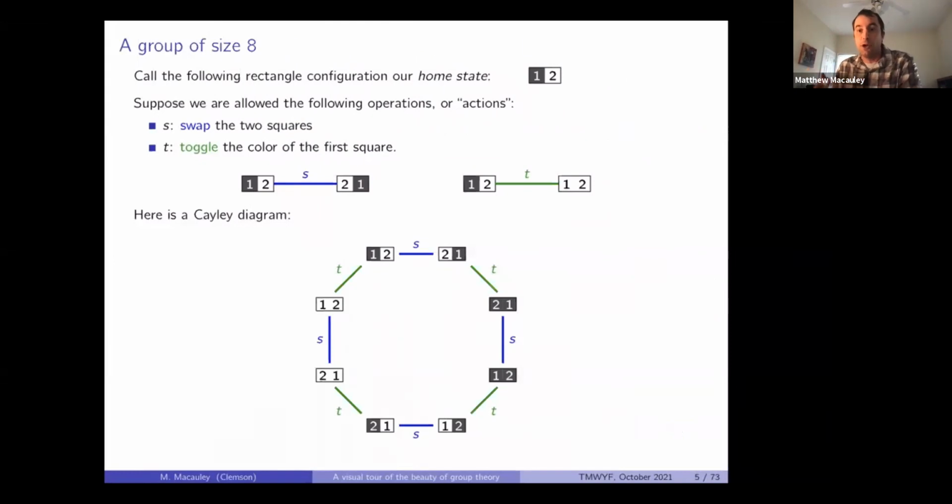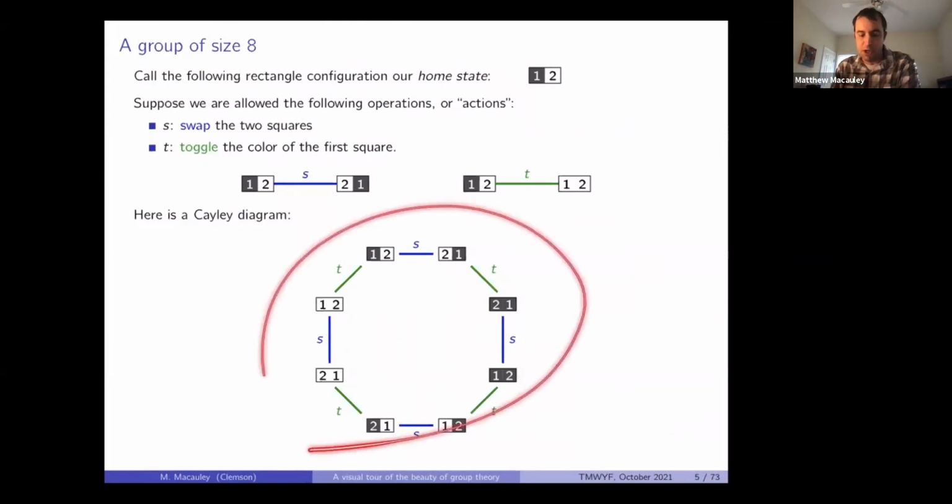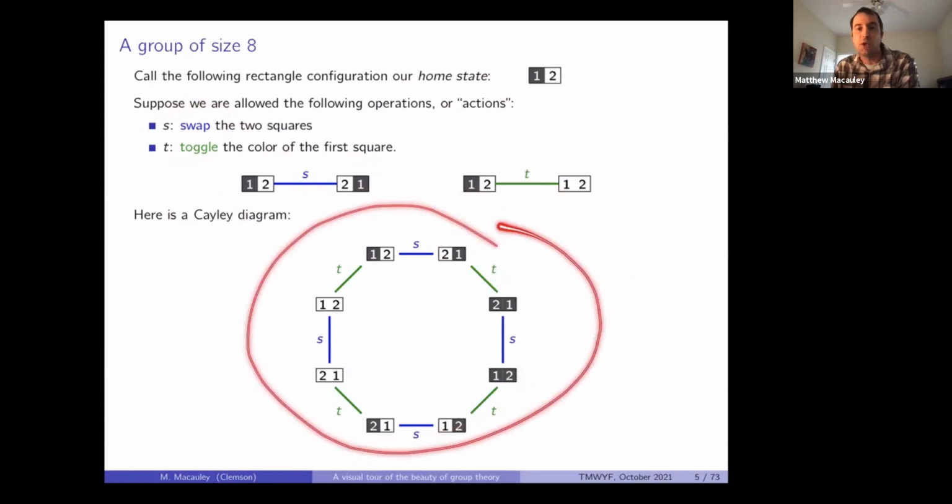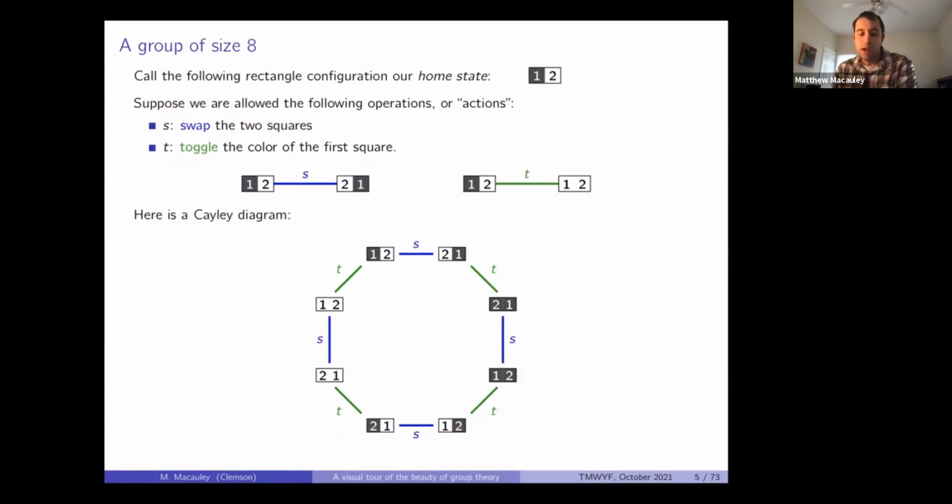There's other groups I can show the class, like I do this the first day. I said, here's a different group. The operations are: S is swap the first two squares. So S takes these two and swaps to that. And then T toggles the color of the first square. So black becomes white. And so these generate a group. This is the Cayley diagram. And I'm not going to tell you what this group is. Some of you might recognize it, but it's a fun exploratory exercise to figure out what this is.